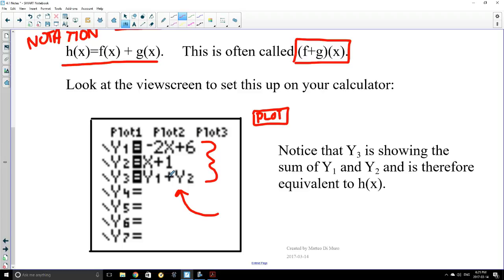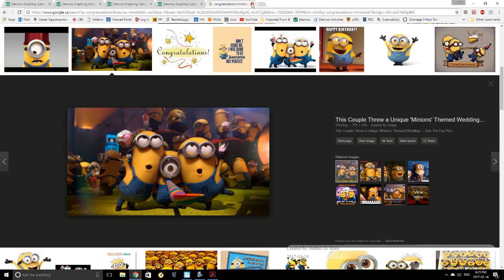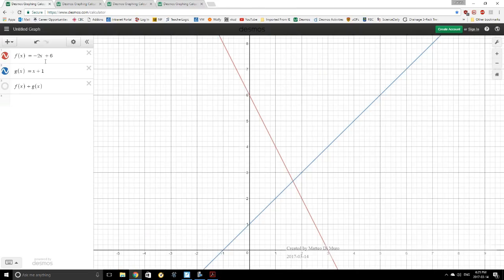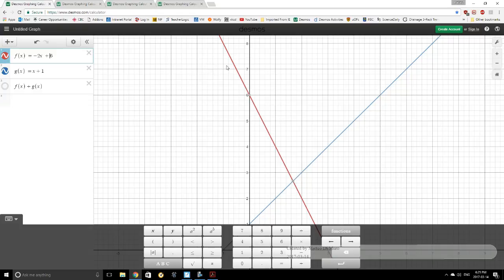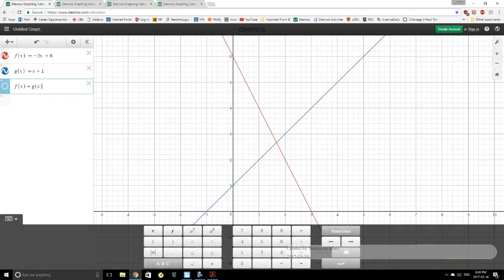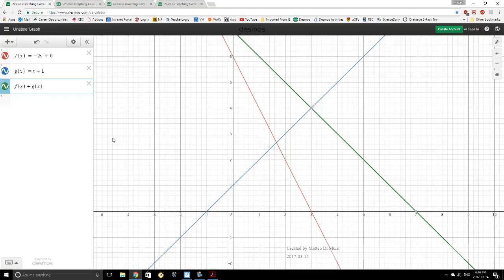I'm going to show you guys on Desmos. Oh, ruined the surprise. Whoops, that's kind of awkward, image history. Okay, so right here, the red line, that is negative 2x plus 6, so it's a line. It's kind of what we're expecting. The blue line, we're calling it g of x, and that's x plus 1. So when we add them together, I'm going to activate that one down here. So here we go. Now this green line is actually showing what happens when we add the two functions together.